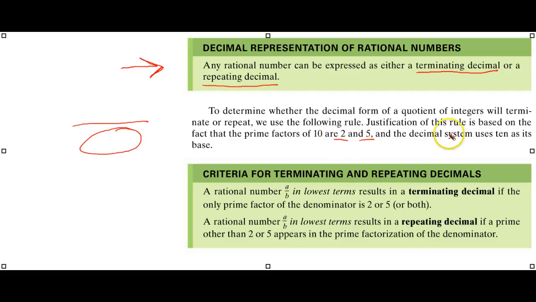because we are using the decimal system in our number base, we use base 10. So if these are the prime factorization, then it will terminate. But if it's numbers other than 2 and 5 as prime numbers in your factorization of the denominator, then it will result in a repeating decimal.